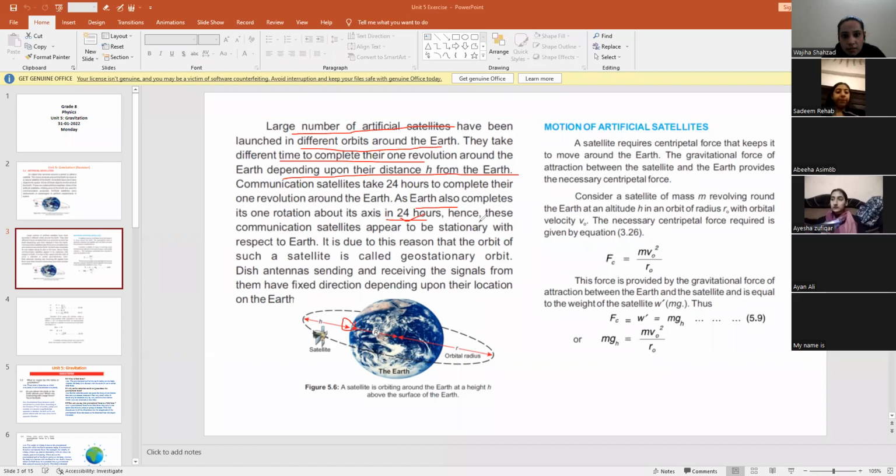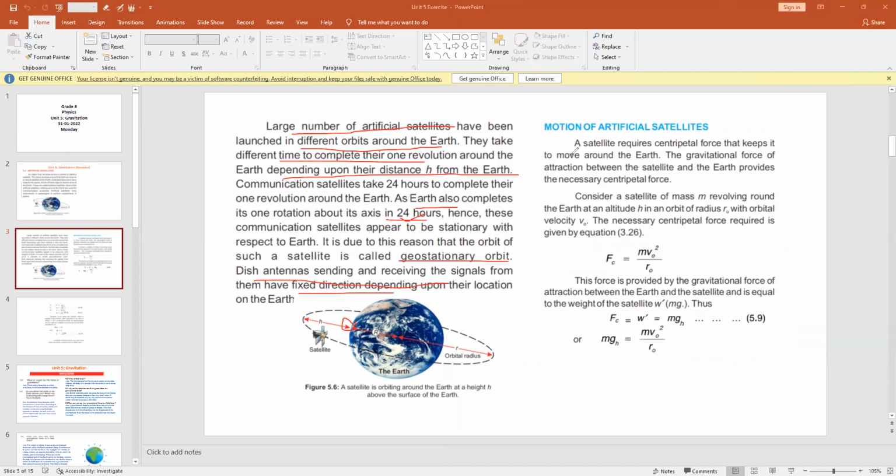If we read this, you can also open your book, the topic artificial satellite. It is due to this reason that the orbit of such a satellite is called the geostationary orbit. Dish antennas sending and receiving signals from them have a fixed direction depending upon their location on the Earth. Now we will see the motion of artificial satellites and how they move around the Earth. Whenever the word motion comes to your mind in physics, it is basically velocity, right? So we have to find the velocity of the artificial satellite.